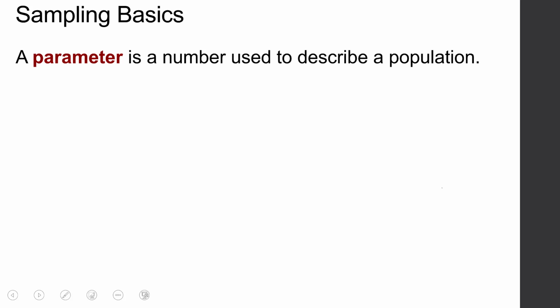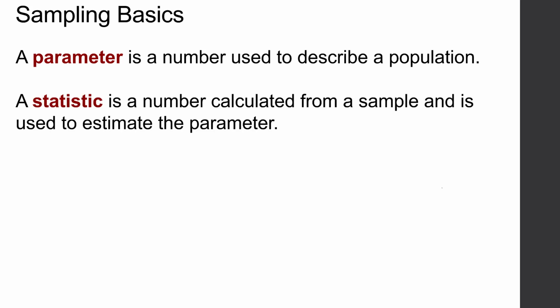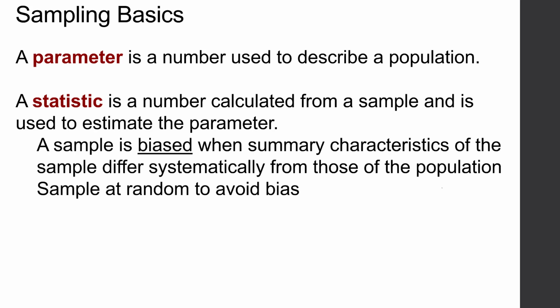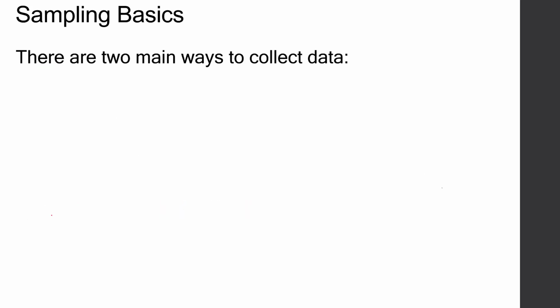So a parameter is a number used to describe a population. We already went over this. A statistic is a number calculated from a sample and is used to estimate the parameter. A sample is said to be biased when summary characteristics of the sample differ systematically from those of the population. And so we're going to recommend sampling at random to avoid bias. So a way to avoid bias is to make sure you're using random sampling.